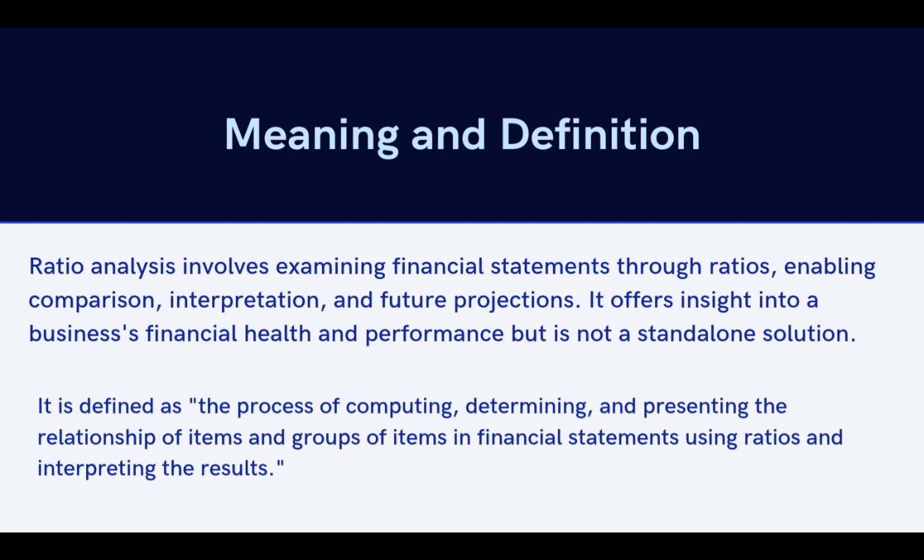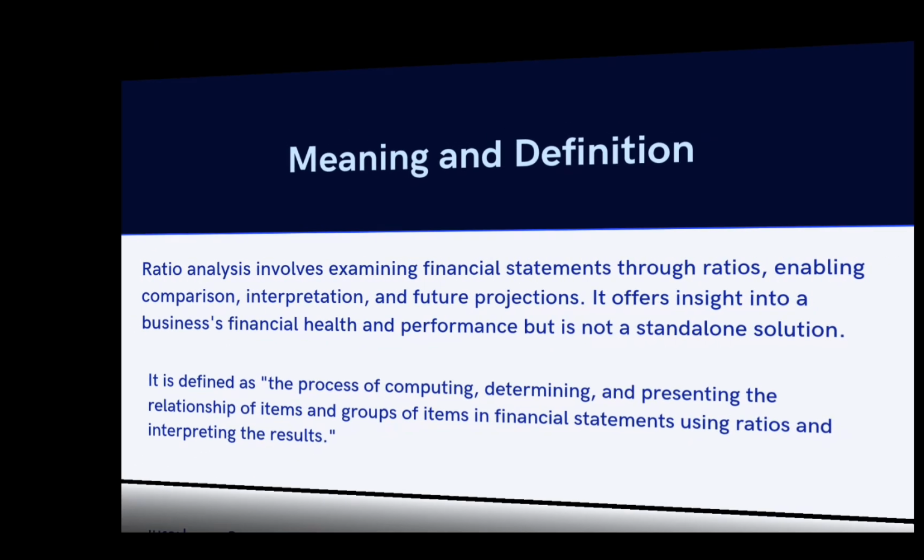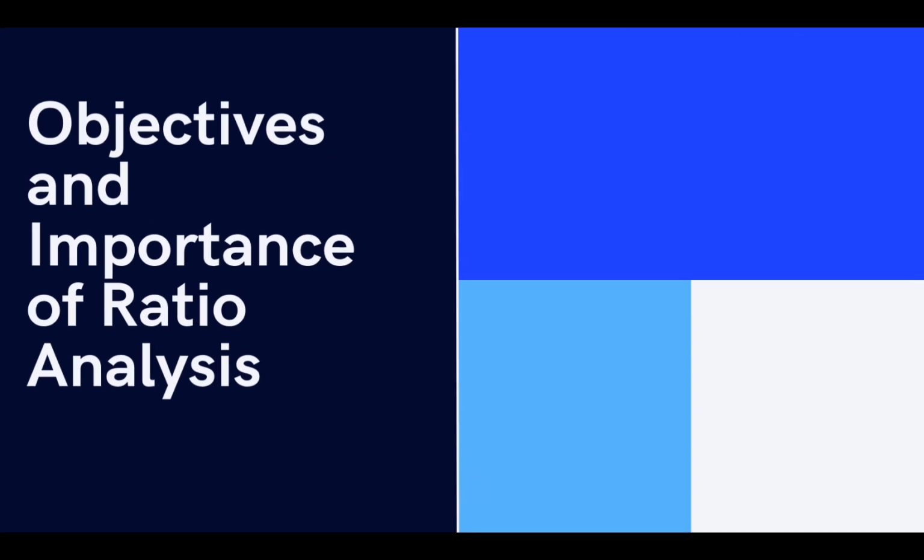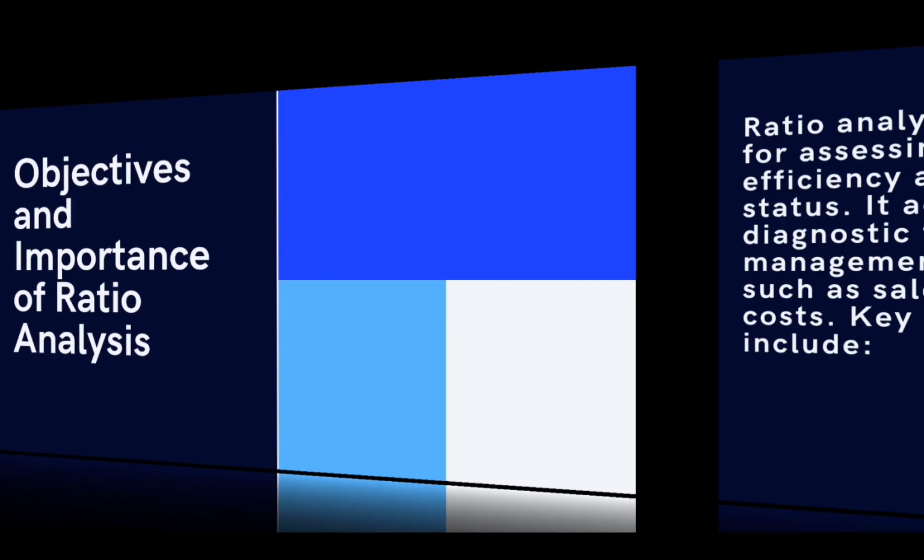Now, here is the meaning and the definition. Just see the definition. Financial ratio analysis is the process of computing, determining and presenting the relationship of items and groups of items in financial statements using ratios, and interpreting the results. Interpreting is a higher end part. We don't need to get worried about that. Just think how we can make up the ratios. Now, just see some of the objectives and importance of preparing this ratio analysis.